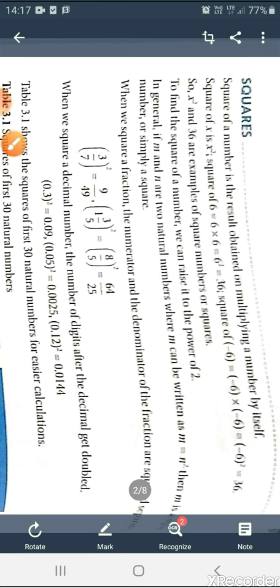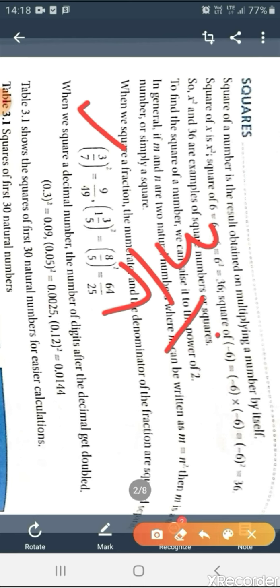Square of x is x square. Square of 6 is equal to 6 multiplied by 6, which is equal to 6 square, which is equal to 36. So x square and 36 are examples of square numbers or squares. If you want to find the square of 3 upon 7, then 3 upon 7 square is equal to 3 upon 7 multiplied by 3 upon 7. It can be written as 3 threes are 9, 7 sevens are 49. So 9 upon 49 is the square of 3 upon 7.